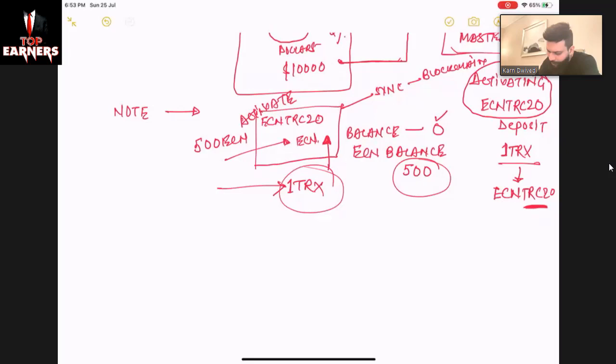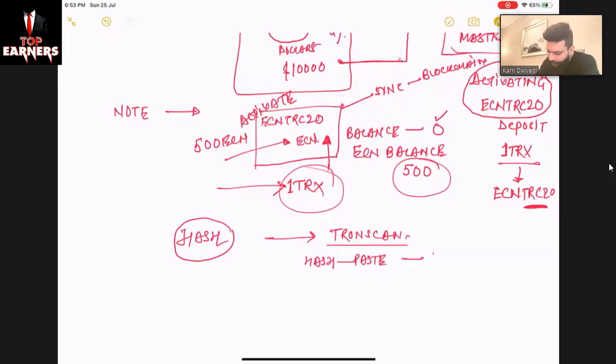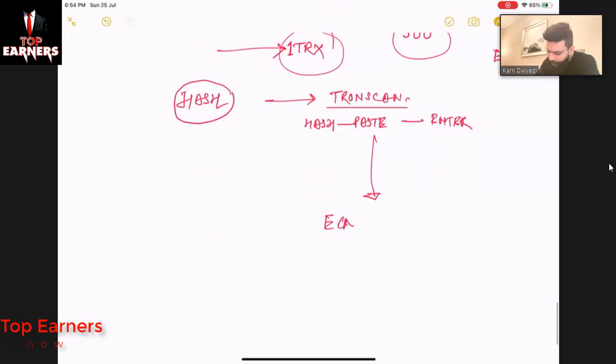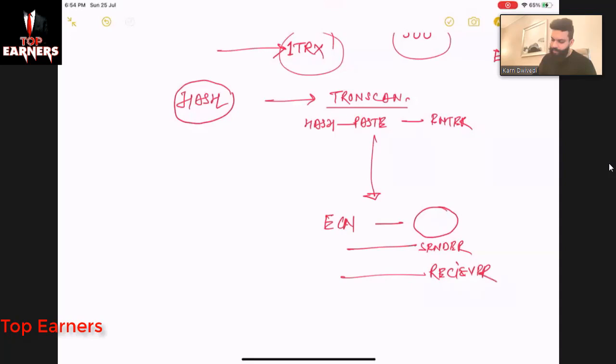Okay? And you can copy that hash, go to Tron scan if you want to see your transaction. It's a blockchain based transaction. Copy your hash, go to Tron scan, paste your hash key, click enter, a new page will open, go down, you will see ECN, it will show you how many ECN, from which wallet, who is sender, who is receiver. You will see all the information.